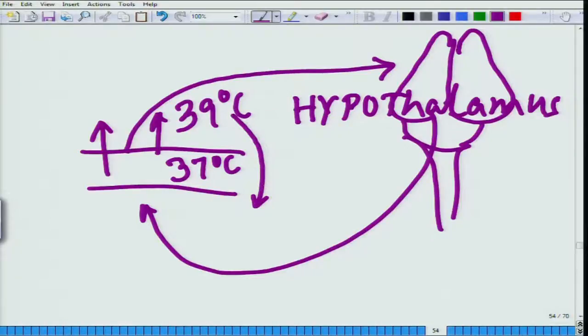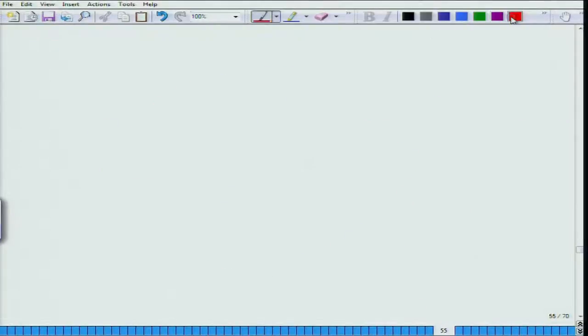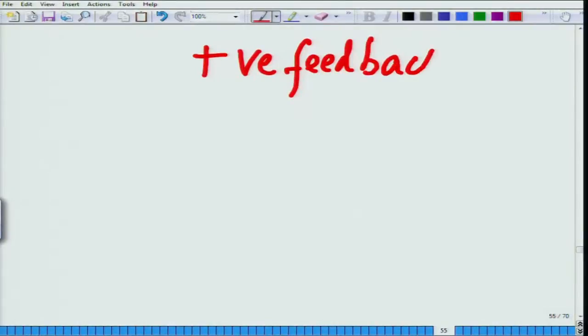And this kind of feedback loop system is called a negative feedback loop. This is one of the control mechanisms by which the body controls temperature. This is one such example of a feedback loop. There is another feedback loop which is called a positive feedback loop. What is a positive feedback loop?